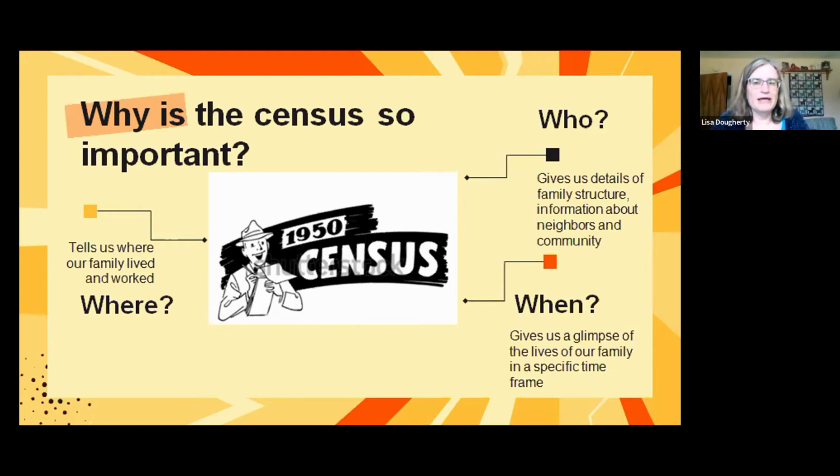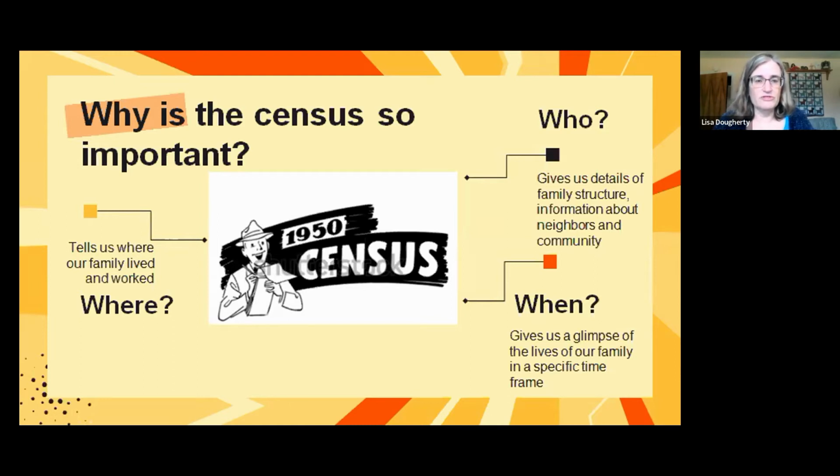And then also the when. Some of the questions on the census include things about asking about military service, or about what the person did for a job, or how much money that person earned, and where did that person live 5 years previously.